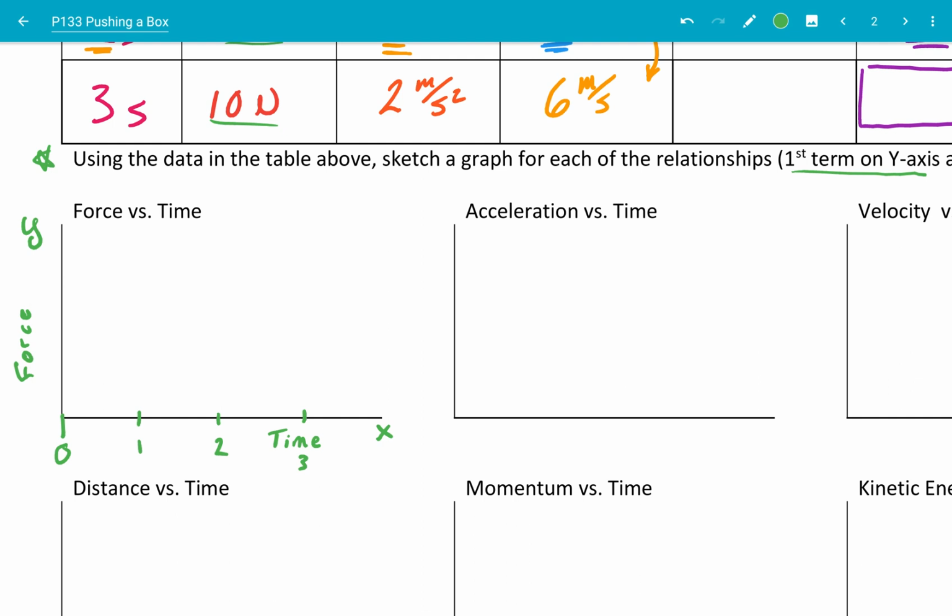And it's always going to be 10. There's no scale on this, so we can put 10 wherever we want. We'll just put it right here. 10, that's newtons. Okay. So it starts off with a force of 10. After 1 second, the force is 10. After 2 seconds, the force is 10. And after 3 seconds, the force is 10. And so we want to connect that with a nice straight line. It's showing it's a constant force.